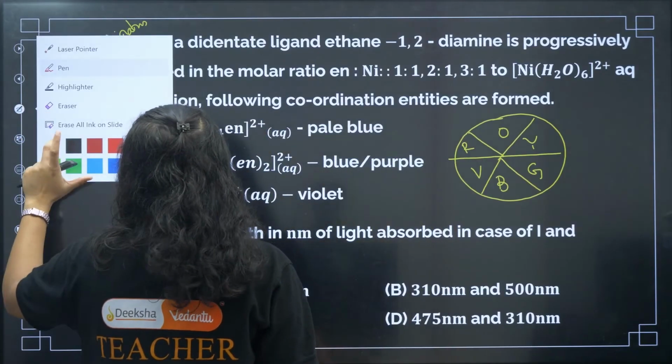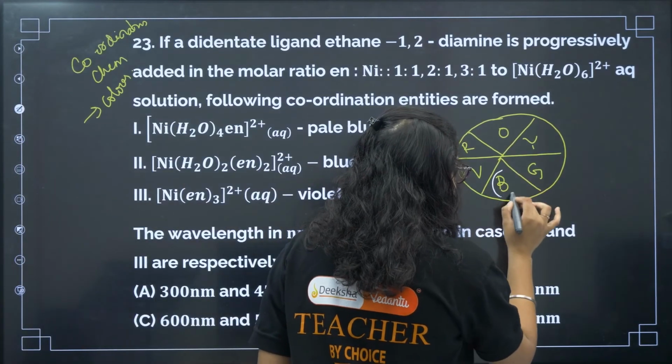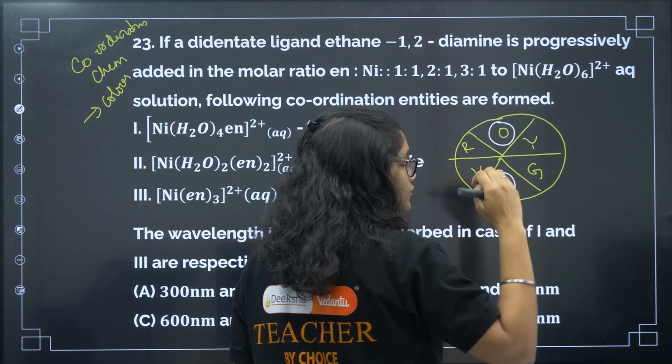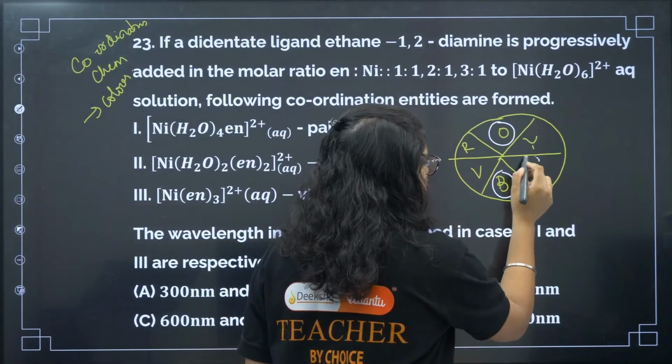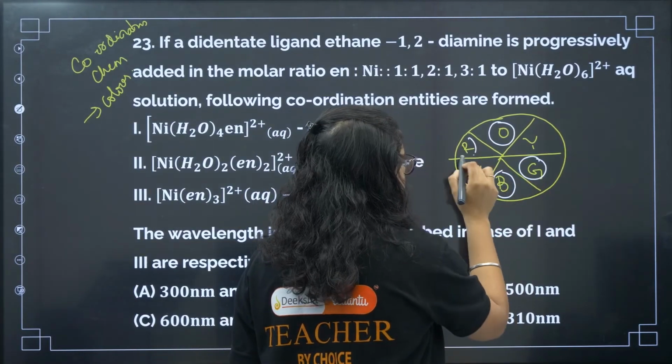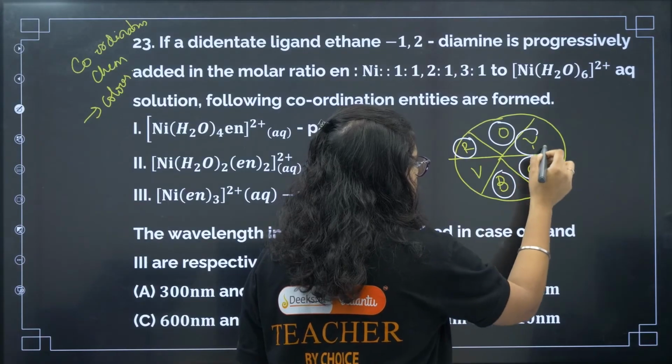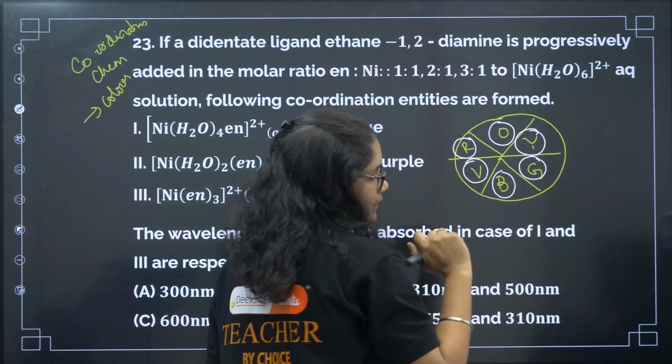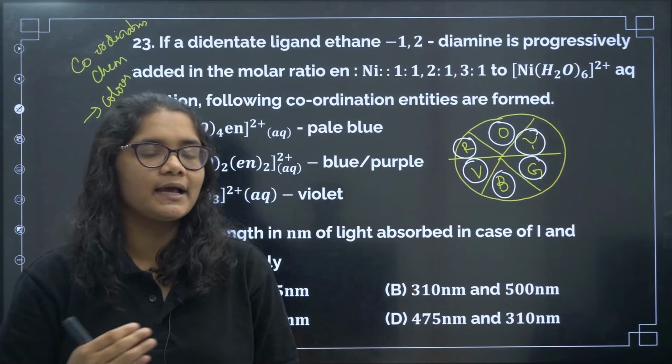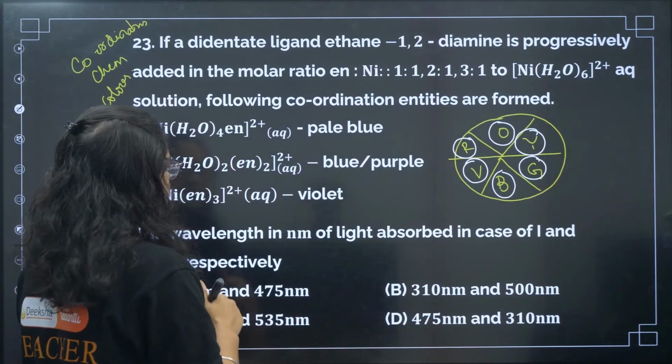So what I'm saying here is, if a substance is visible as blue color, then it must have absorbed orange color. If a substance is visible as green color, it will absorb red color. If a substance is visible as yellow color, it will absorb violet color. Okay, this is called complementary color theory. Now let us see the first one.